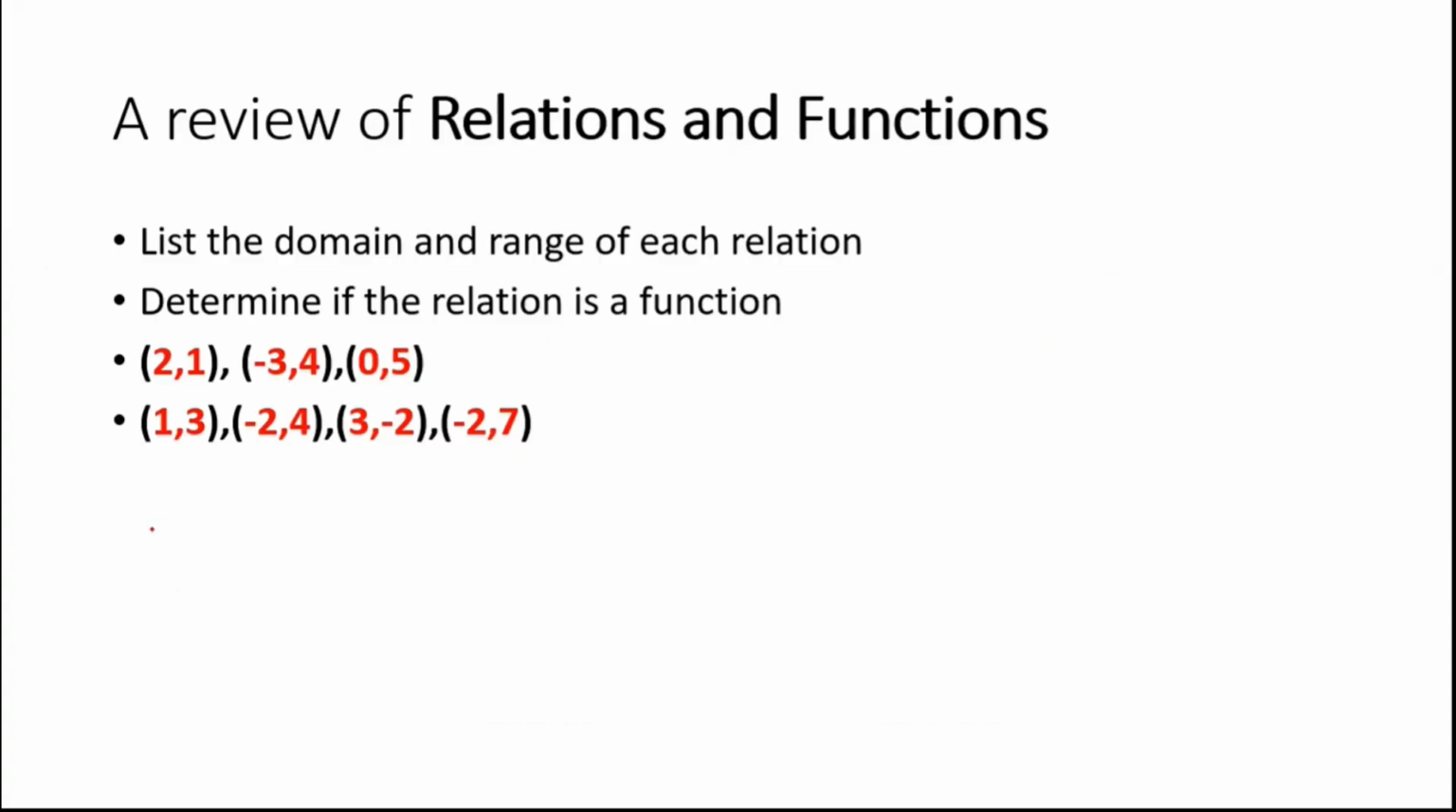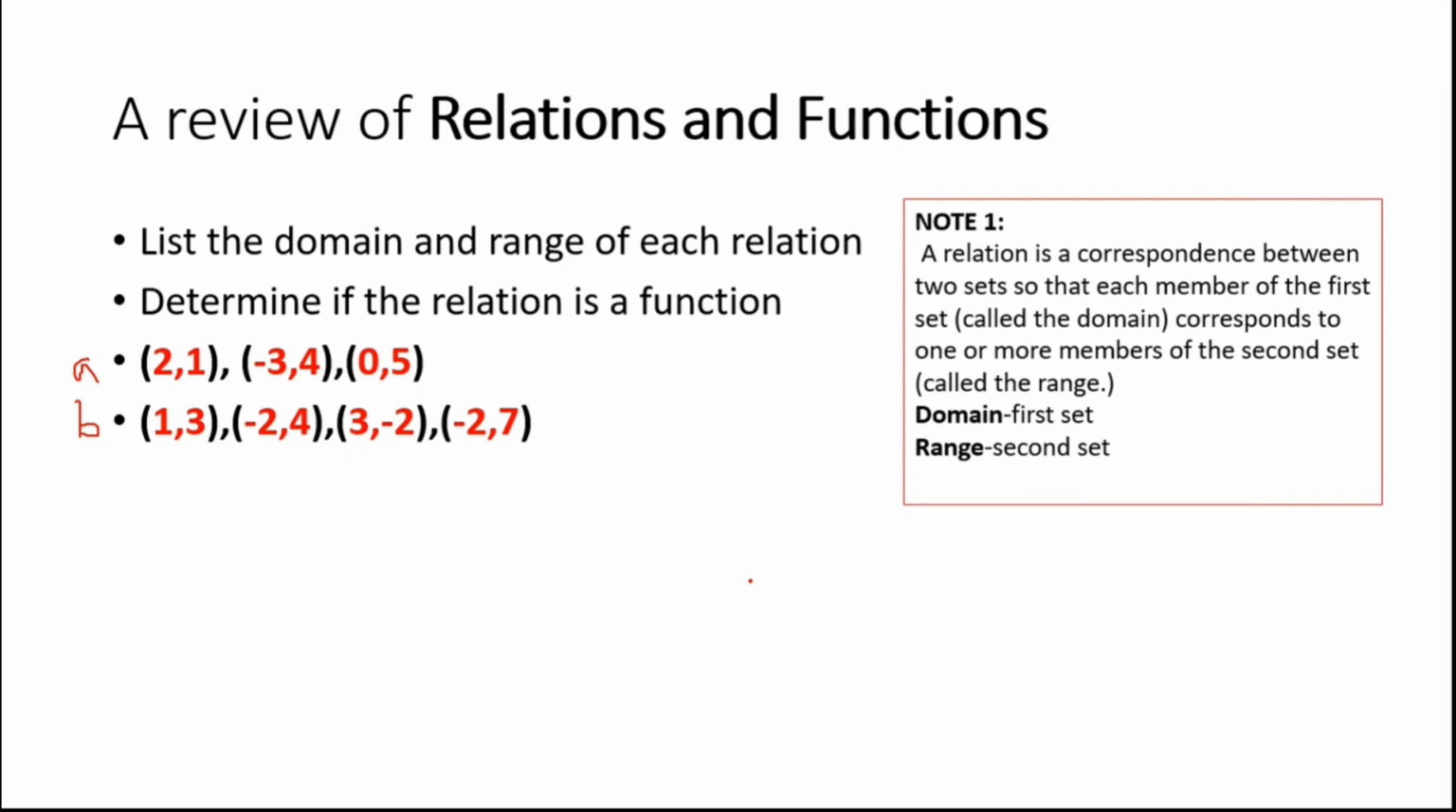Okay, so let's have a review of relations and functions. Here's the list of the domain and the range of each relation. We're going to determine if the relation is a function or not. So we have letter A and letter B. Letter A, we have the example (2, 1), (-3, 4), and (0, 5). And for letter B, (1, 3), (-2, 4), (3, -2), and (-2, 7).